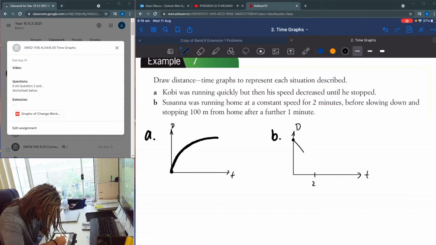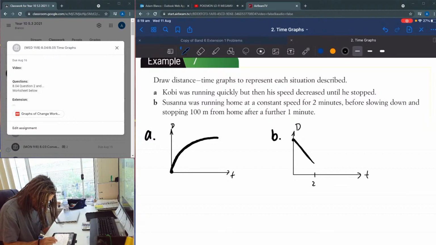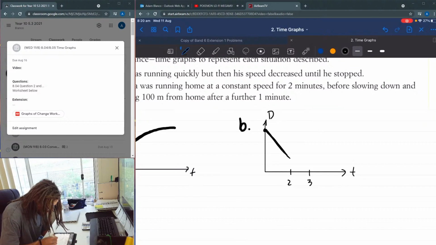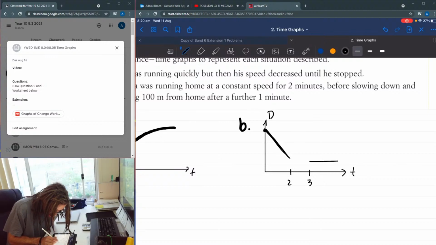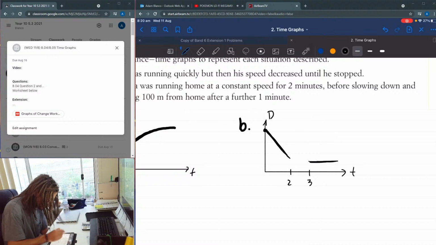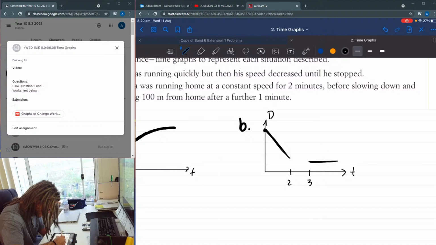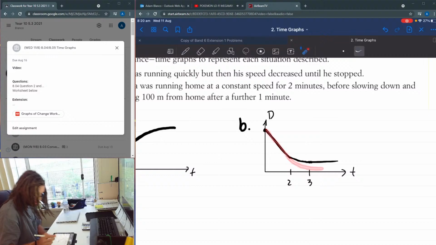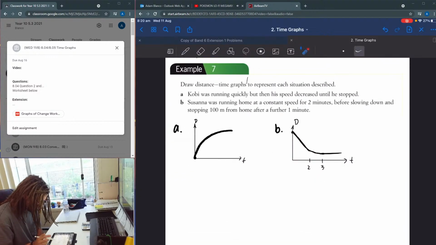So a constant speed means a straight line. So I'm going to do a straight line to there for 2 minutes before slowing down and stopping 100 meters from home after a further minute. So a further minute, let's call that 3. That's when they're stopped, so they're stopped after that. But at this point they slow down. So slow down means draw a little curve till they slow. Slowing down doesn't mean that I go like this and then I go bang. It means I go like this and then I do a little bit of a gradual line. So that's how I would describe that.